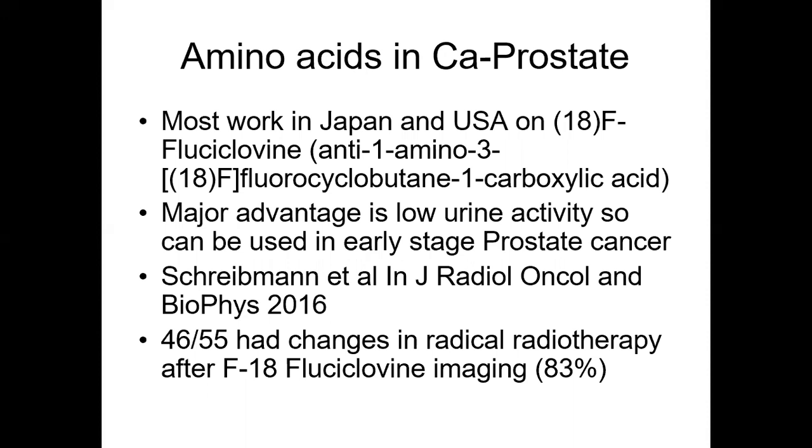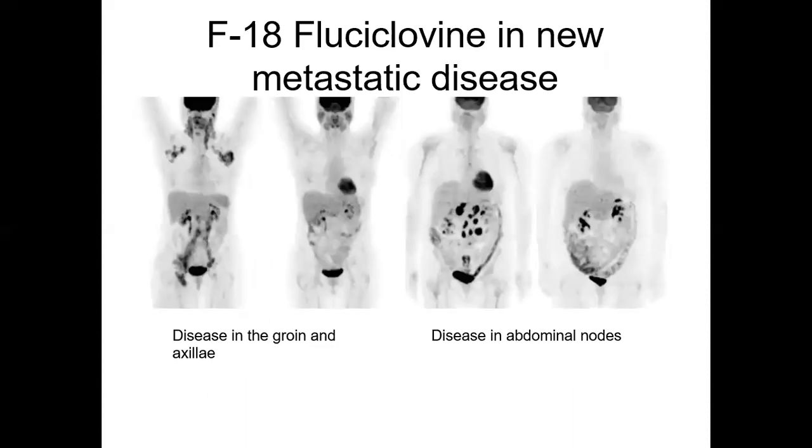And the first images were reported in 2016. And these showed that you could find metastatic disease with this technique. Now, as you can see, this is 2 different patients. Patient 1 has disease in the groin and axillae, and you can see there's a lot of lymph node disease, and in fact, it's also got lymph nodes in the neck, all of which are due to prostate cancer. And the second one has disease in abdominal nodes. There is a bit of urinary activity, but less than there is with some other tracers.